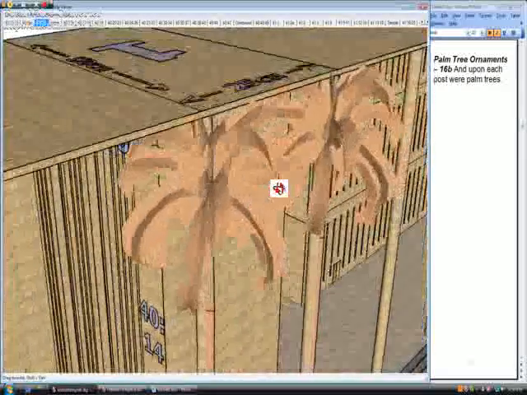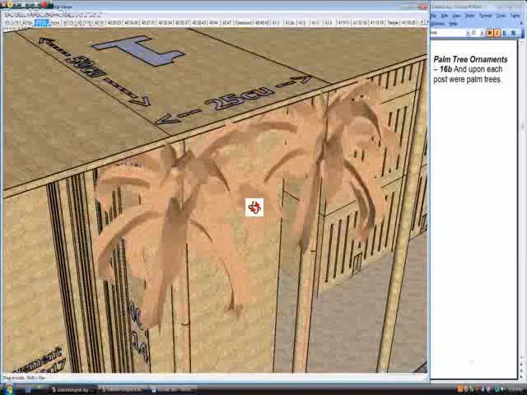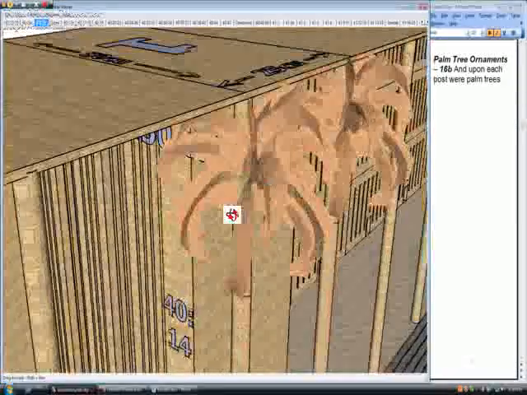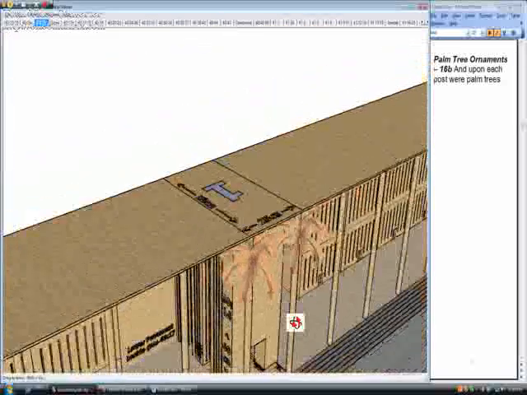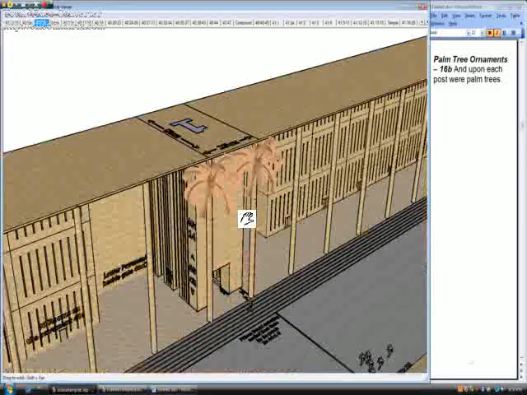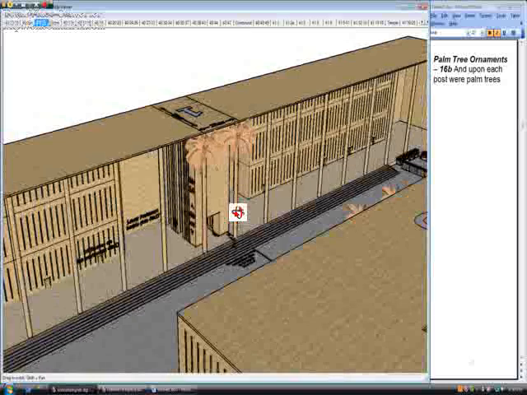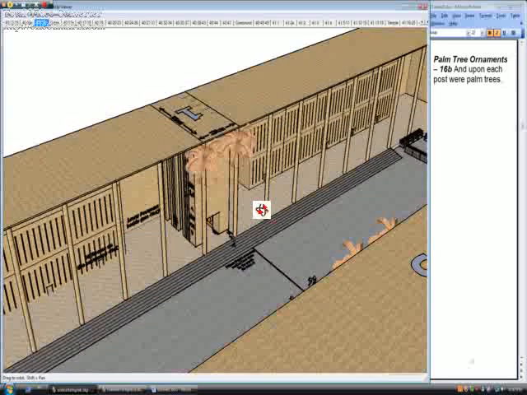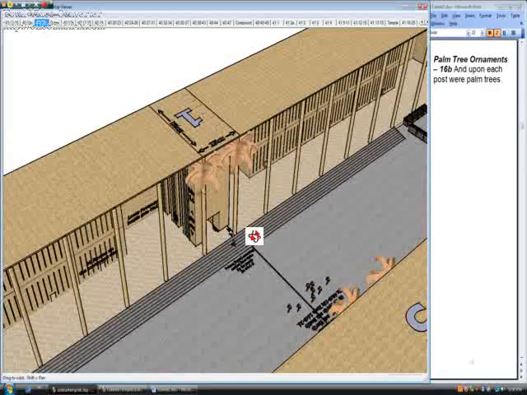And upon each post of the porch of the gate, there's palm tree ornaments, and the purpose of these is to give a visual indication as to where the door is, where the gate is for the building, especially because you have the sameness of the roof and pillars here.